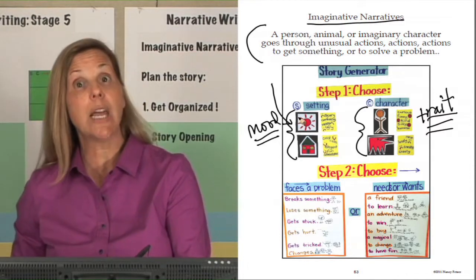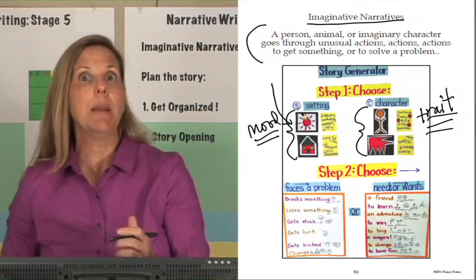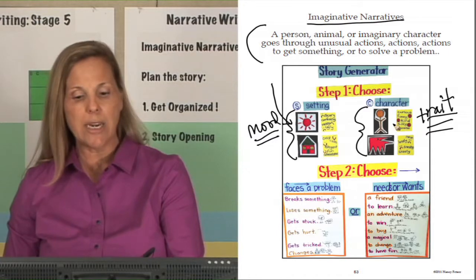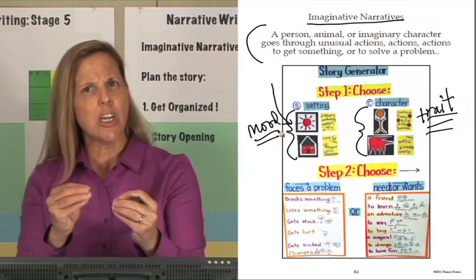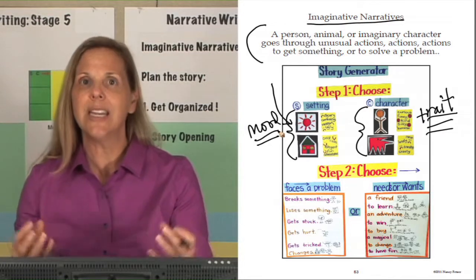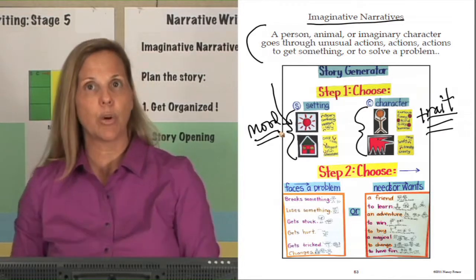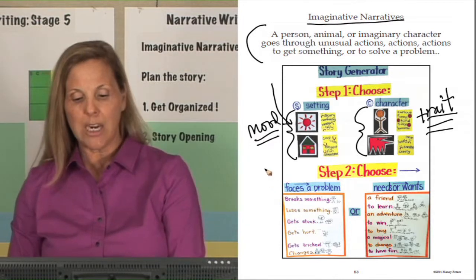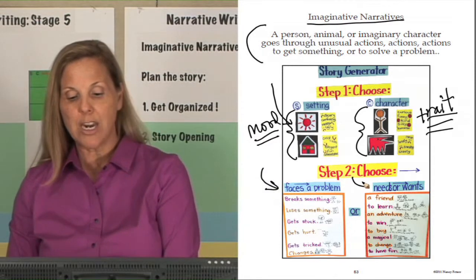And I don't want the setting to be a bright, beautiful day. Maybe it'll be a cloudy day. So that way, the character and their trait and the mood of the setting match each other. It's a wonderful way to help students understand that these things need to go together for their stories to make sense. The last thing is for them to choose either a problem or a need or want.